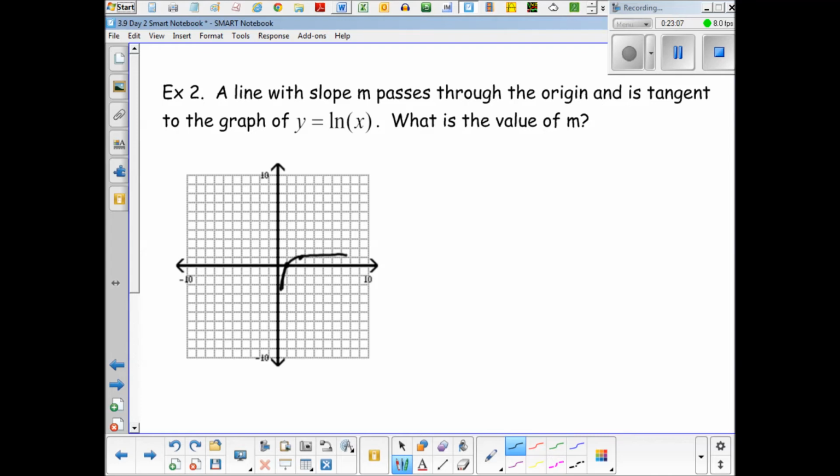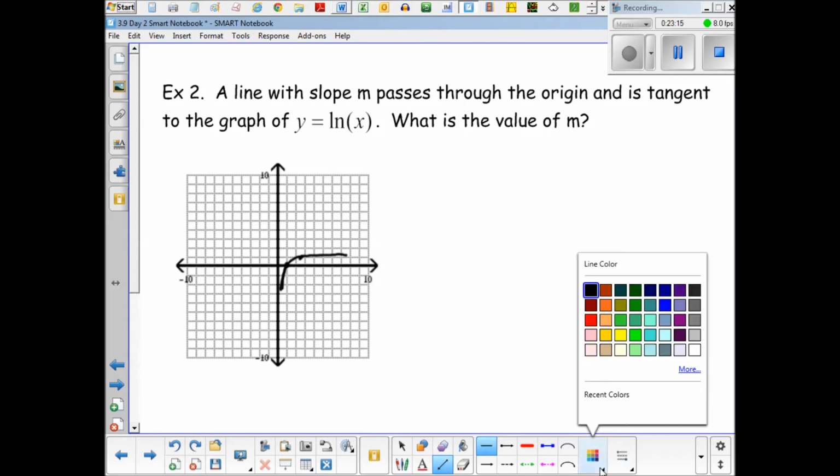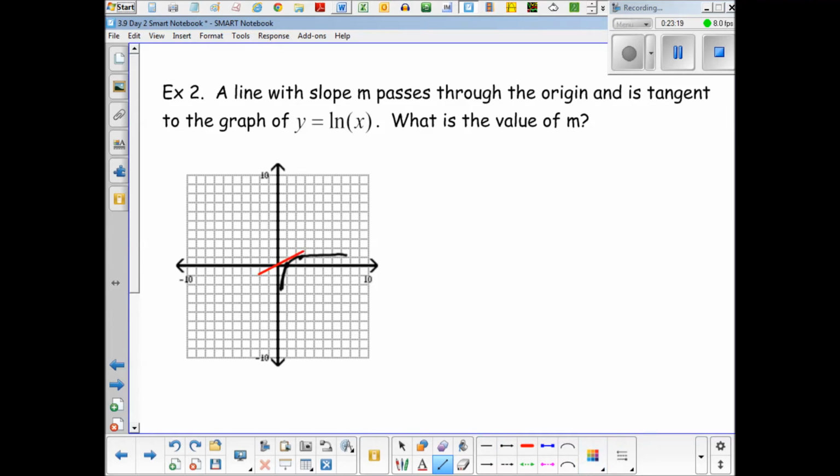They're saying that there's a line that passes through the origin and is tangent to this curve. That is a very specific line, actually. It'd be something like this. There's only one line like it that touches the origin and the curve in a tangent fashion. So the question is, what is the slope of that line?